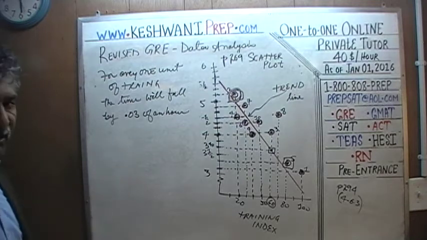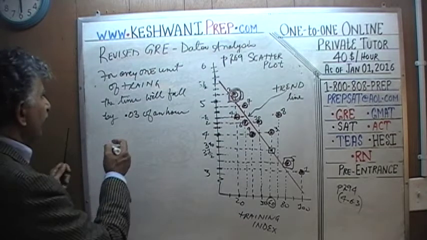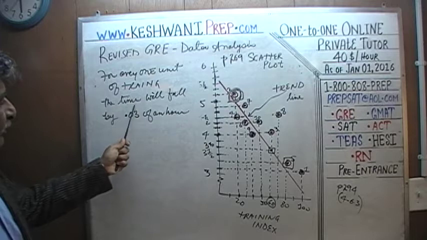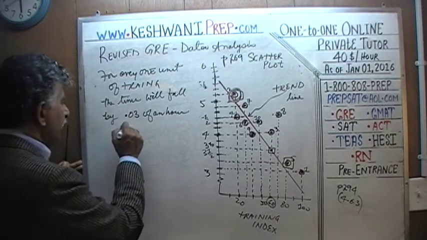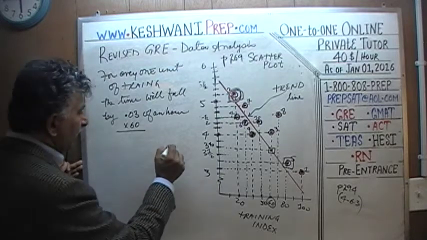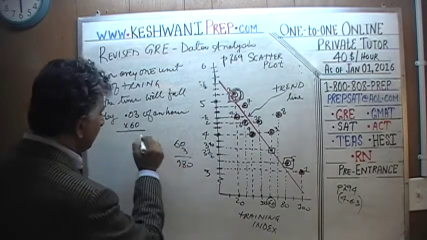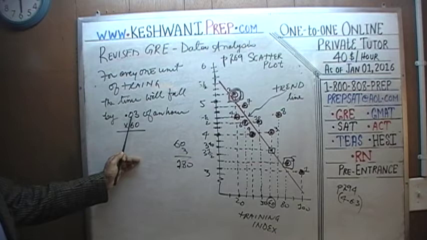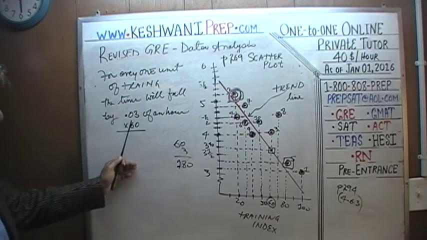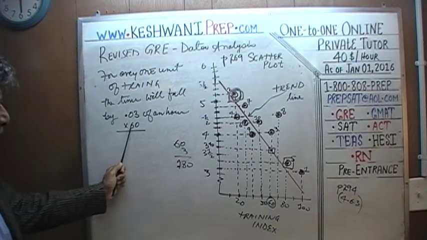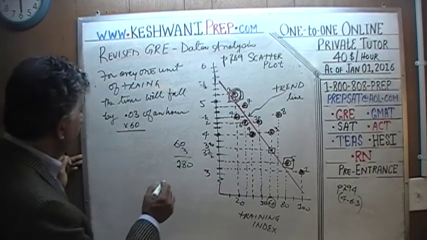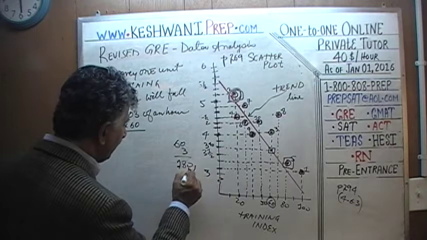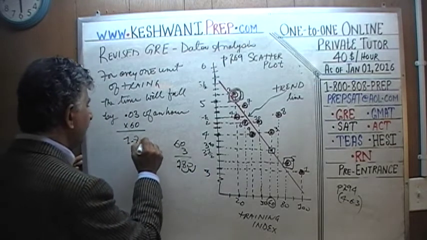But we can't leave it like this. We can't leave this in a raw form. We have to cook it a little bit. We have to make it refined. So what the slope tells us is that for every 1 unit of training, the finishing time will fall by 0.03 of an hour. If you multiply 0.03 by 60, 60 times 3 is 180, and moving the two decimal places gives us 1.8 minutes. There we go.